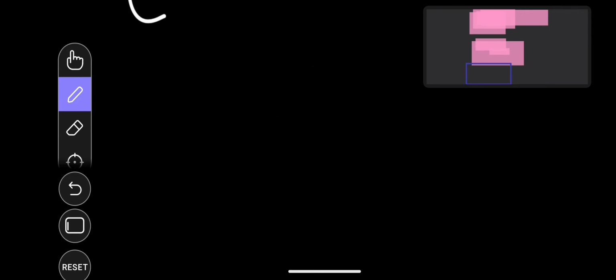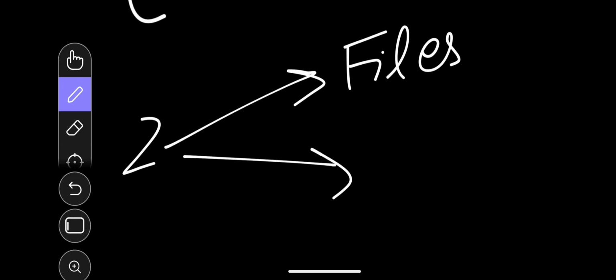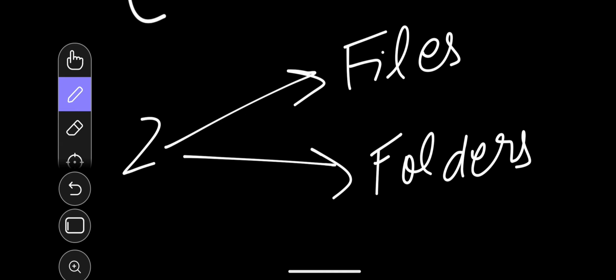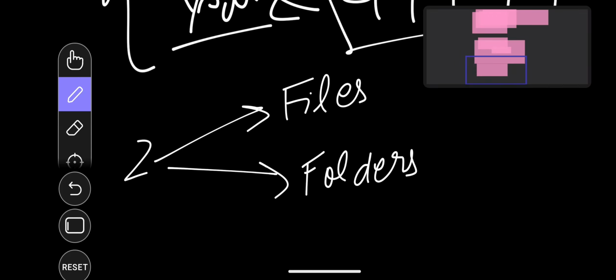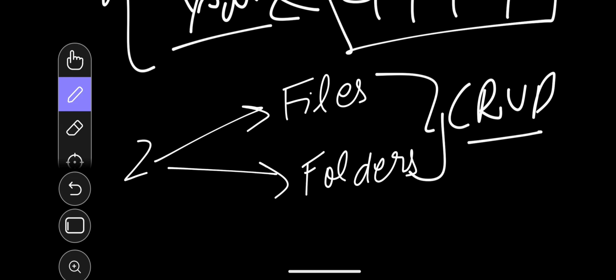Now we know that there are two entities. One is files. Another is folders. Operations like creating folders, uploading and downloading files, and renaming files happen once they are stored. So we have the CRUD operations here, right? Now we are good to go.